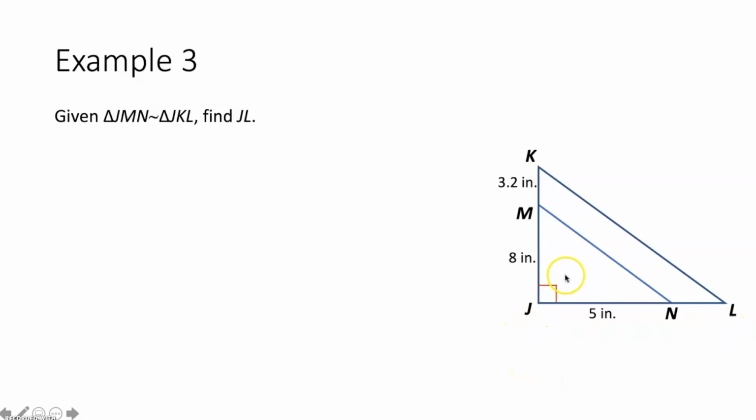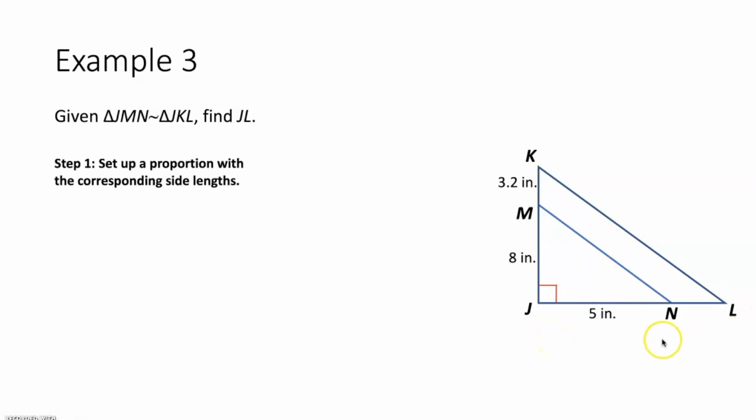So if we know that these two triangles are similar and we're trying to find a missing side length, can't we just set up a proportion like we have been doing and solve for that missing side length? Yeah. So let's go ahead and do that. How do I set up a proportion here? Well, I'm looking for the measure of segment JL. So that clearly has to be in one of our ratios for our proportion. So if we look at our similarity statement, segment JL is going to correspond with segment JN.